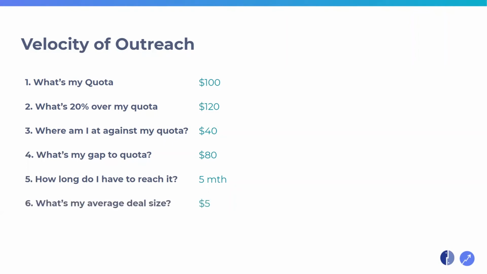What's my average deal size? In this case, $5. Again, I'd like to assume everybody on this call knows what their average deal size is. In the worst case, you could ask someone in your sales operations team, or do some due diligence on your own and figure it out. But again, in this sample overview, $5. How many deals do I need to close to reach my quota? I need 16 deals.